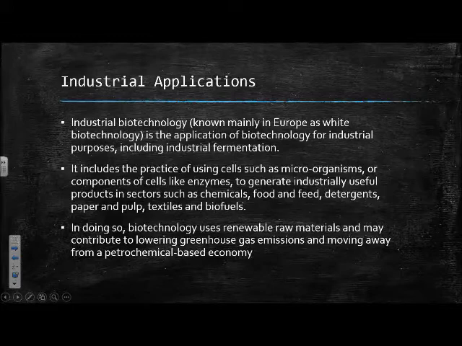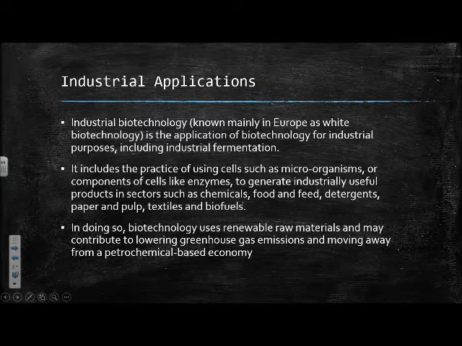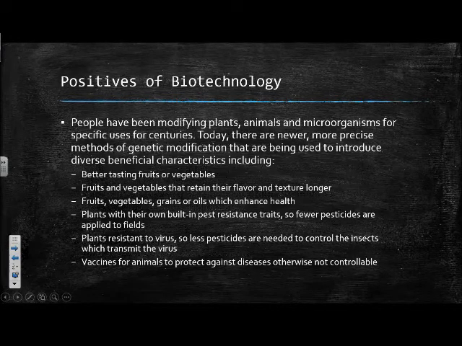Okay, some industrial applications. Known mainly in Europe as white biotechnology is the application of biotechnology for industrial purposes, including industrial fermentation. It includes the practice of using cells such as microorganisms or components of cells like enzymes to generate industrially useful products in sectors such as chemicals, feed and food, detergents, pulp and paper, textiles, and biofuel. In doing so, biotechnology uses renewable raw materials that may contribute to lowering greenhouse gas emissions and moving away from a petrochemical-based economy. So using more natural things to grow what you need rather than trying to mill them out of different places.